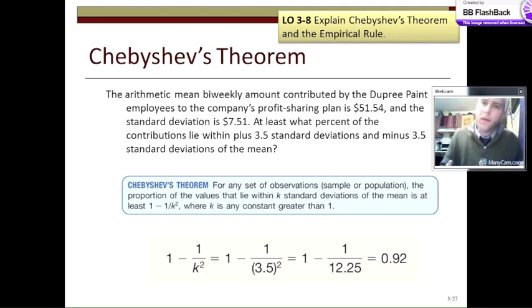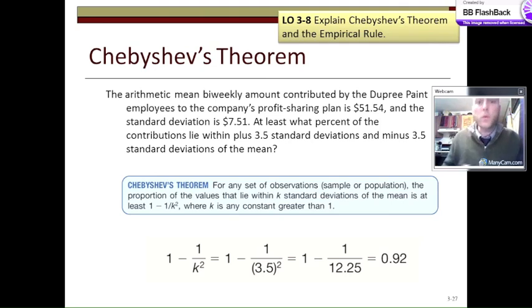Just telling you, the problem that you see might not be here's a mean and here's a standard deviation and here's a number of standard deviations. I might give you something like the mean is 51.50, on the low end it's 26, on the high end it's 77. You have to calculate that that's 3.5 standard deviations below and above. You calculate that K is 3.5. Let's get to the formula already. You put 3.5 in there. You calculate it out and you get 0.92 or 92%.